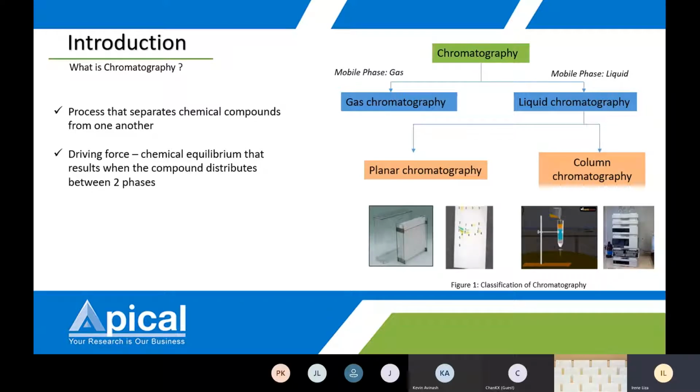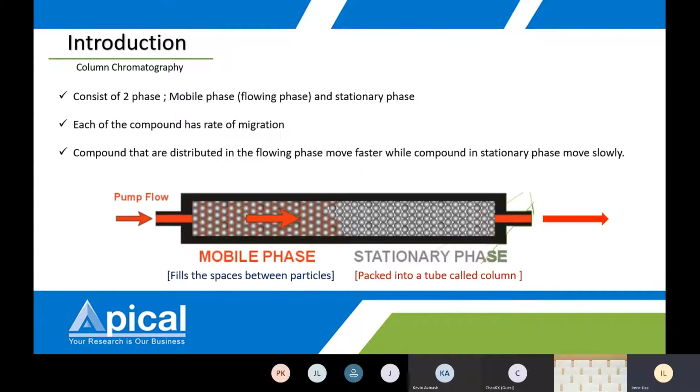For gas chromatography, the mobile phase is gas, and for liquid chromatography, the mobile phase is liquid. This particular webinar is going to focus more on liquid chromatography. Under liquid chromatography, there are two types: the planar and the column-based. HPLC is more towards columns, so we are going to focus on column chromatography.